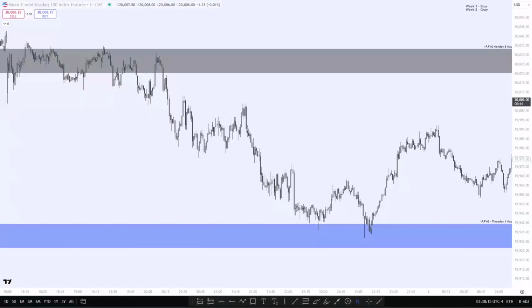What's going on, guys? This is Vlad, and today we're continuing the series on first presented fair value gap and everything I've discovered so far. So, as we previously discussed, we will slowly build into a model on how to use the first presented fair value gaps in order to find high probability setups.